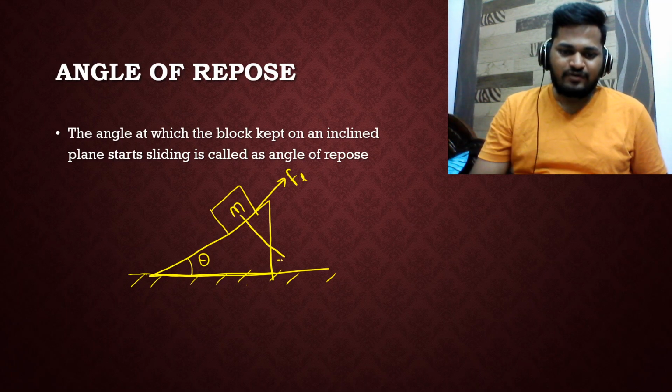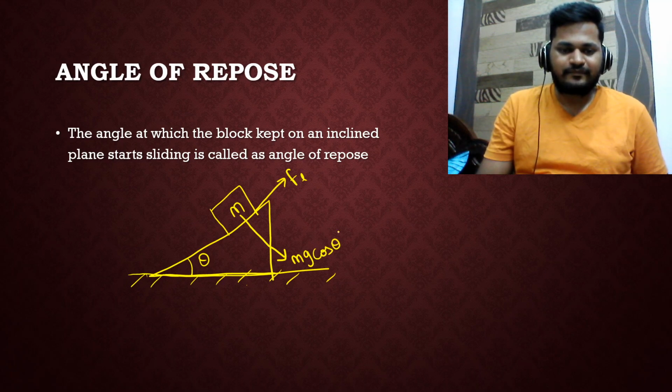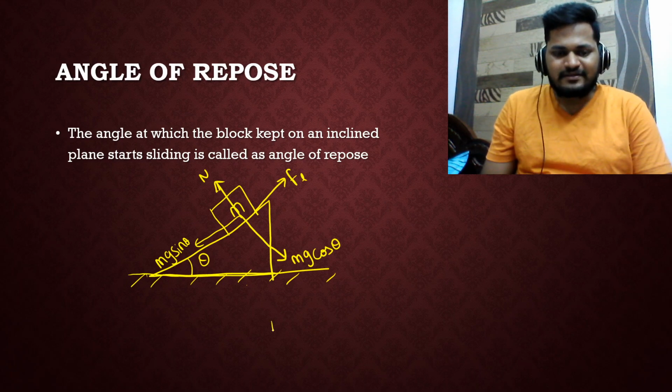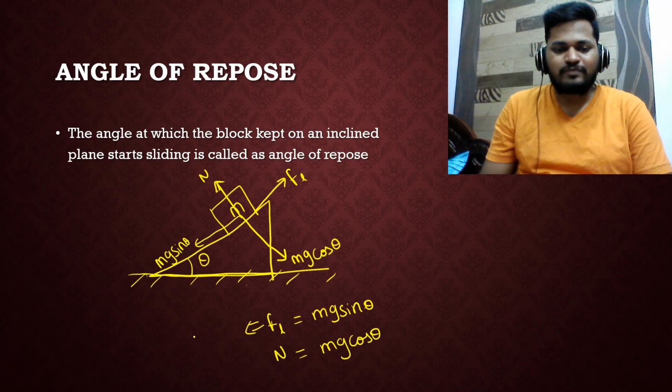Weight, if I resolve into components, this will be mg cos theta, this will be mg sin theta along the inclined plane, and there will be normal reaction acting. Okay, so as it is at rest at that maximum angle, limiting friction value should be mg sin theta, and normal reaction value should be mg cos theta, and limiting friction value again should be equal to mu suffix s times normal reaction.